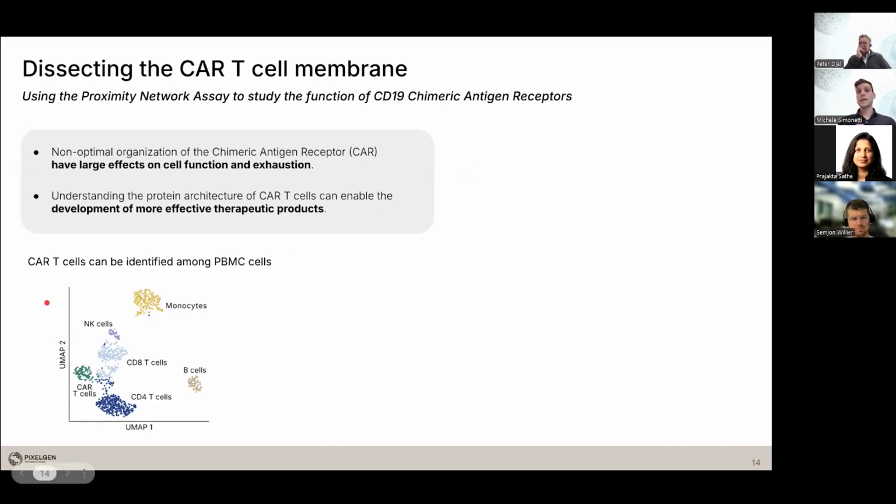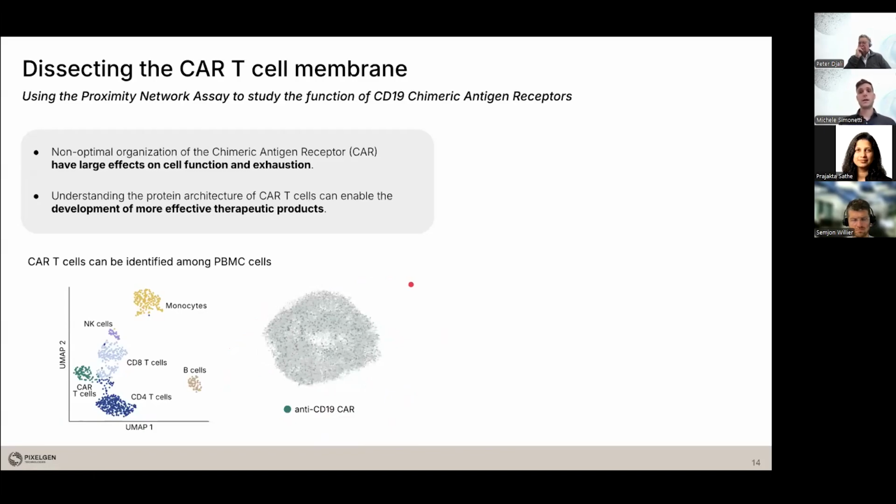So the CAR-T cells can be easily identified among PBMC cells. You can see in the zoom up here, you see the CAR-T cells here. Something that can be added, we can also talk about this later, but something that can be added in our Plex is two barcoded antibodies that will allow you to tag the CAR-T cells.